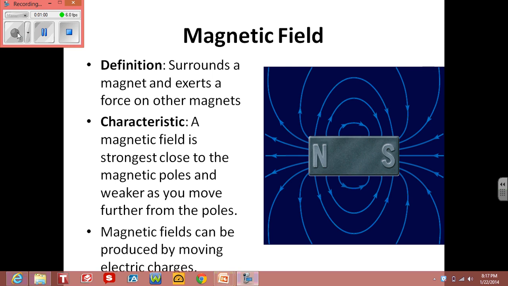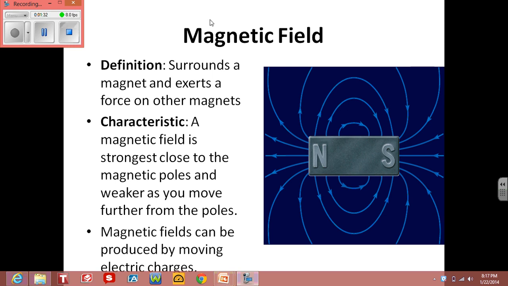Let's first look at a magnetic field. A magnetic field, first of all, when you think about a magnetic field, let's think about magnets. And at some point in our lives, we've all played with magnets or used magnets for some reason. A magnet behaves in such a way that if you have two magnets facing each other, sometimes they'll come together, which is an attraction, or sometimes they'll push away, which is a repulsion. Well, that happens because of what is called a magnetic field.